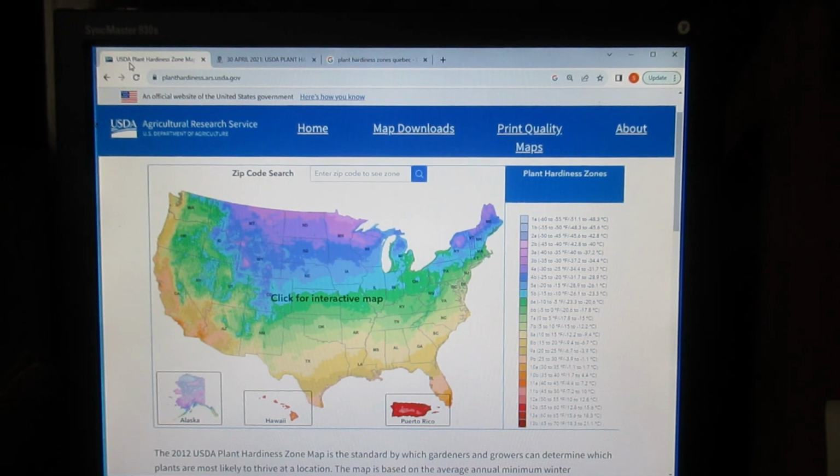I've seen a lot of posts online lately about the plant hardiness zone map. Folks are asking, what was it? Should they use it? And how do they find their zone? Let me share some research with you that I recently did on the plant hardiness zone map.